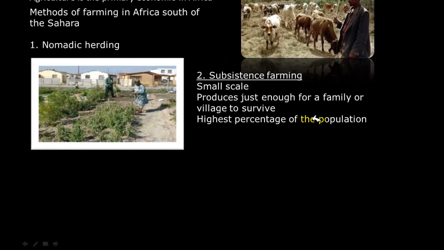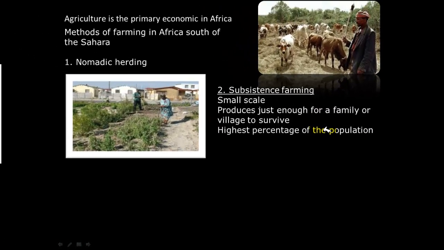Also, what you'll see is that the highest percentage of Africa's population is involved in subsistence farming. So subsistence farming is the type of farming that takes up the highest percentage of the population of sub-Saharan Africa.